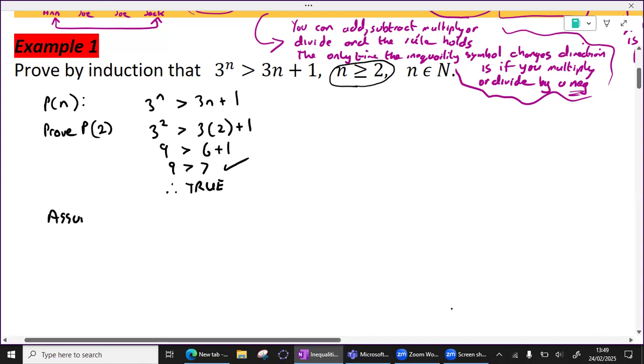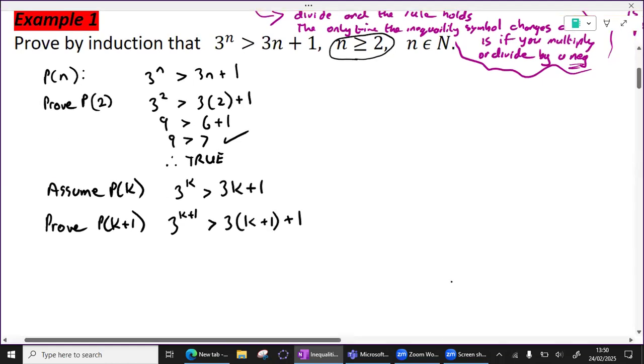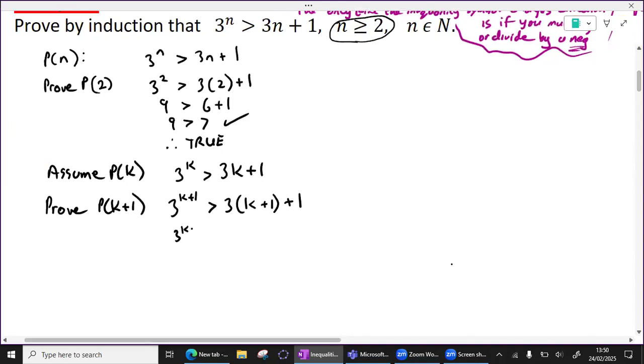We then write our assume sentence, assume Pk. So anywhere there is an n, we now put a k. And then we write our prove Pk plus 1. So anywhere there was an n, we now have a k plus 1. I'm just going to tidy that up a little bit more. And we end up with 3 to the power of k plus 1 is bigger than 3k plus 4.